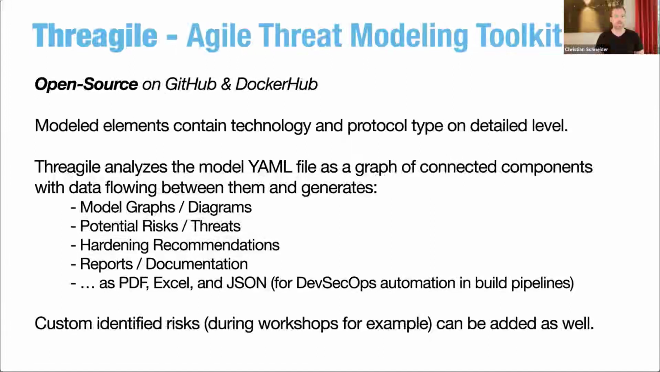And that's what I created. It's basically an open source project, Agile. That's an Agile threat modeling toolkit, if you name it that way. It's living on GitHub and Docker Hub. It's MIT license, so a very permissive open source license. And it's exactly doing that. So you create a threat model as a YAML file, and then it generates all those nice outputs and does a rule-based risk analysis. And you can even add custom risks.